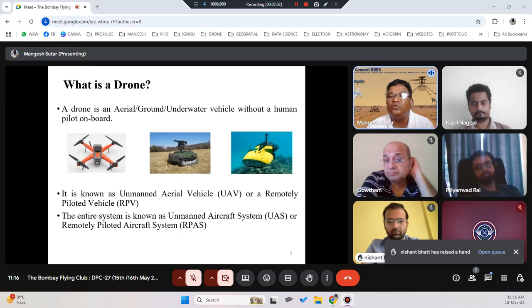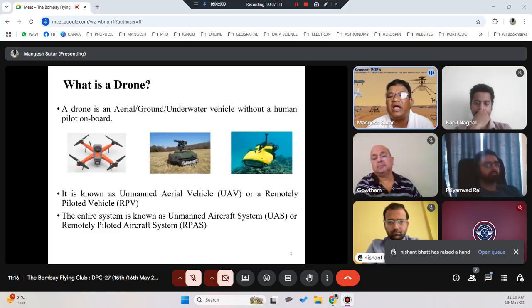The entire system is known as the unmanned aircraft system, that is UAS, or remotely piloted aircraft system, RPAS. So when you say RPV or UAV, we are talking about the vehicle. But when we are talking about the entire system, it is either UAS or RPAS.